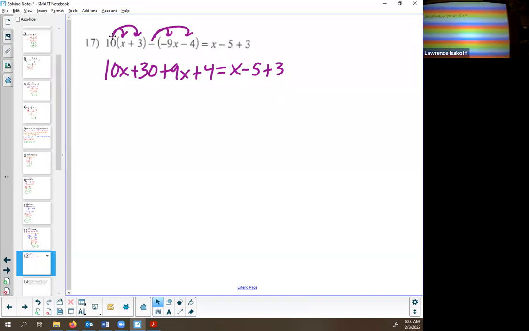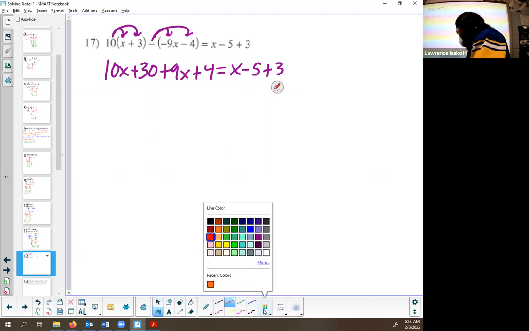Now, some people may have seen like terms there and said, hey, I can combine them right there. If you would wish to combine like terms right there, I would not mark anything wrong. I just like taking it one step at a time so there's no confusion about what's going on. So let's go on. I have like terms on both sides here.